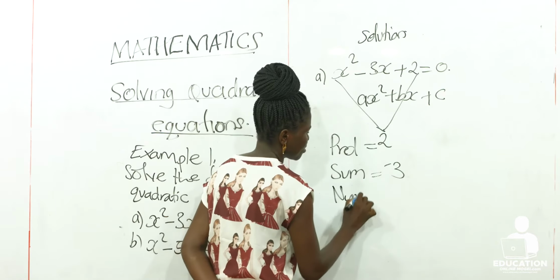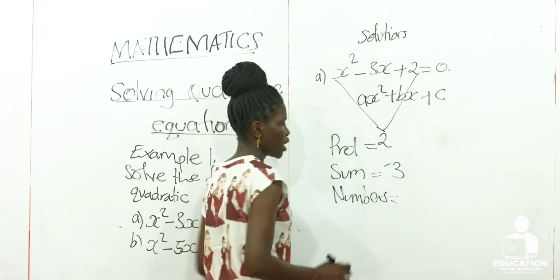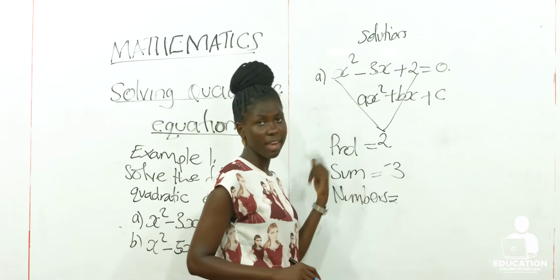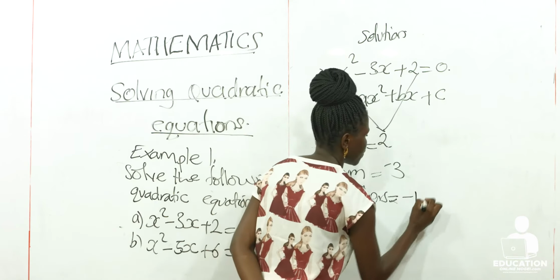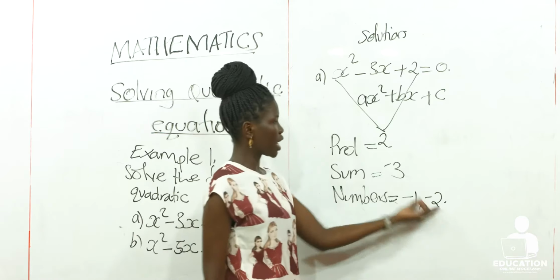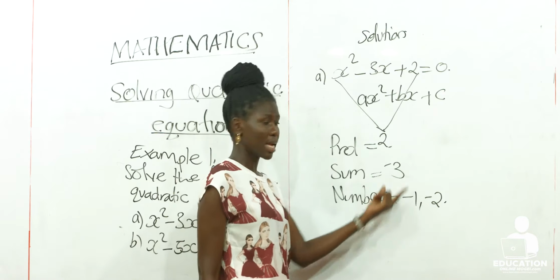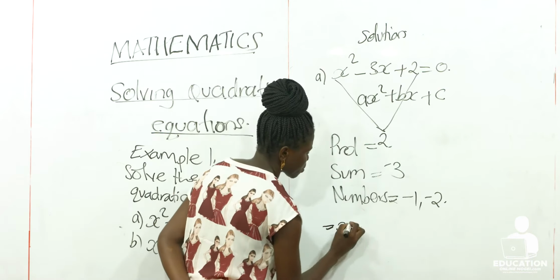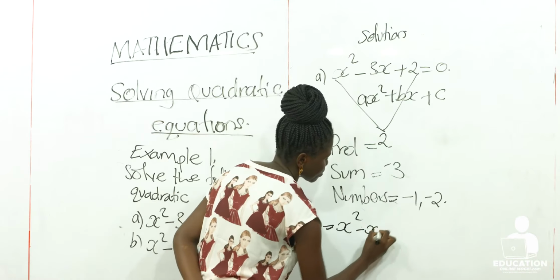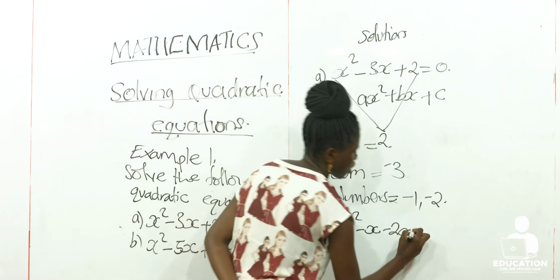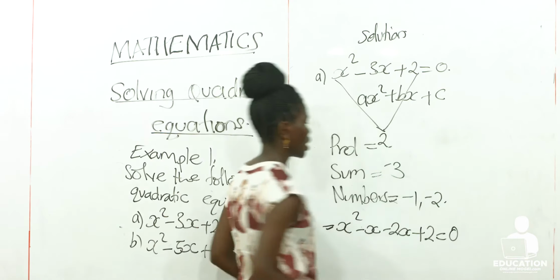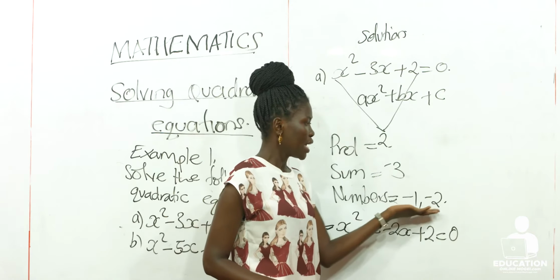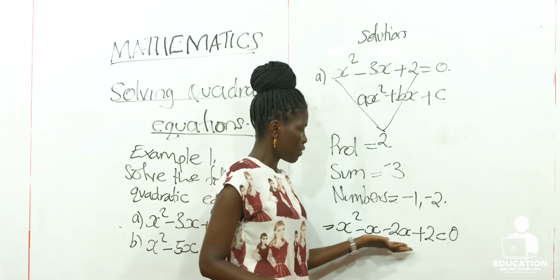Now we need two numbers that, when you multiply, should give you 2, and when you add them, should give you negative 3. So we're going to have negative 1 and negative 2. Negative times negative will give you positive 2, and when you add these two, you get negative 3. So we go ahead to solve. We're now going to have x squared minus x minus 2x plus 2 is equal to 0. The two numbers which you get here, that when you multiply them you get 2, and when you add them you get negative 3, are the numbers we put in this expression for the part of the sum.